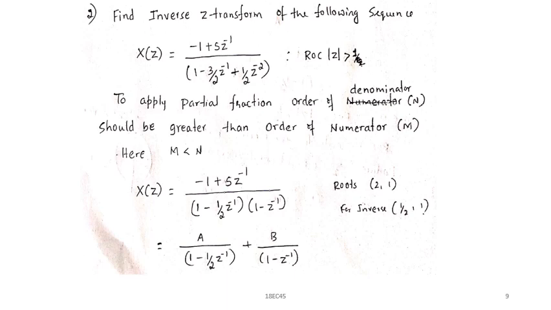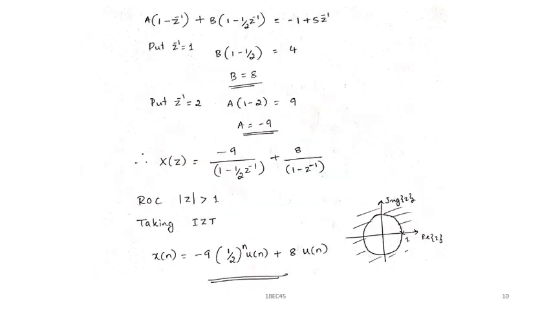Now I'll apply the partial fraction method. I'll consider two constants. It is A divided by 1 minus 1 by 2 z inverse plus B divided by 1 minus z inverse. And cross multiplying this, you'll get A into 1 minus z inverse plus B into 1 minus 1 by 2 z inverse is equal to minus 1 plus 5z inverse.